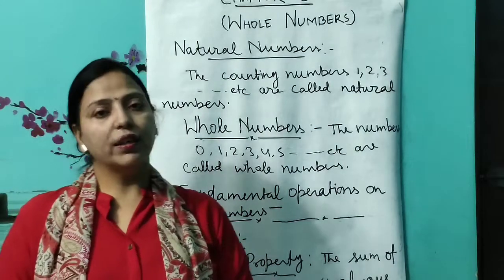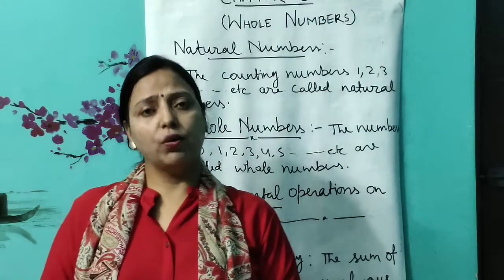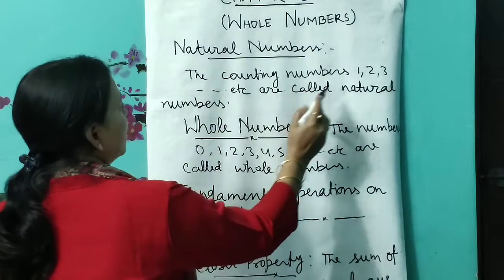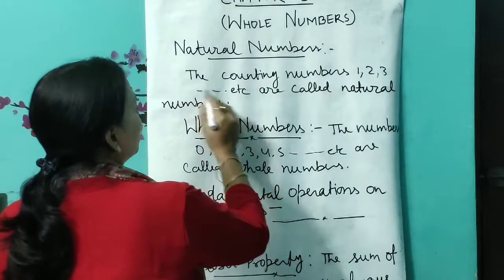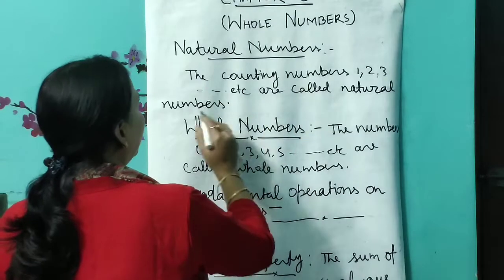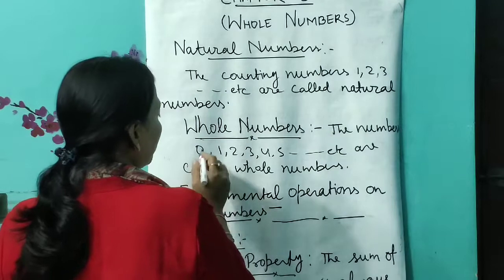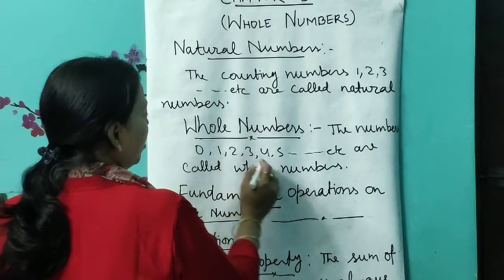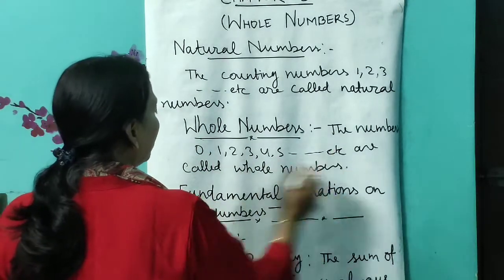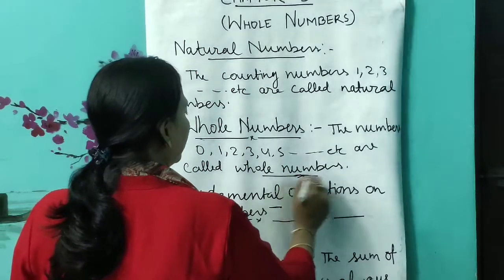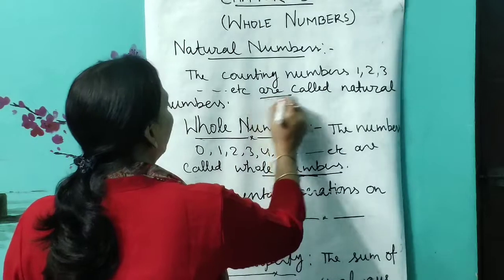So here I have written the definition of the natural numbers and whole numbers. You can read this. Natural numbers, the counting numbers 1, 2, 3, and so on are called natural numbers. And whole numbers mean what? The numbers when they are included with 0 also, 0, 1, 2, 3, 4, 5 and so on are called whole numbers. So okay, you already studied these details about the whole numbers and the counting numbers.